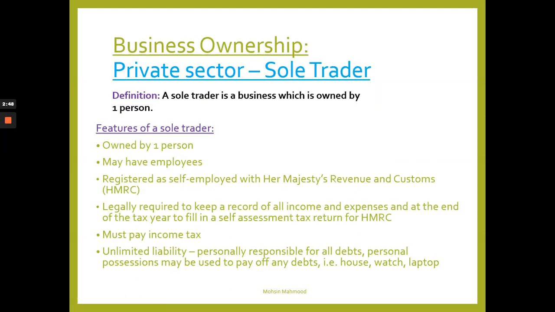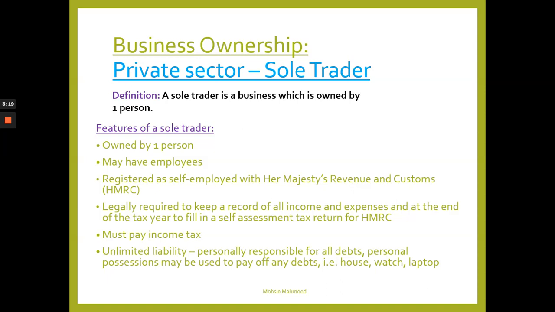Now we'll be starting off with sole traders. So in the private sector, we've got sole traders. Now the definition is a sole trader is a business which is owned by one person. You've got different types of businesses in the private sector. The first type is a sole trader. We'll be looking at partnerships, private limited companies, and public limited companies as well. But right now we're looking at sole traders.